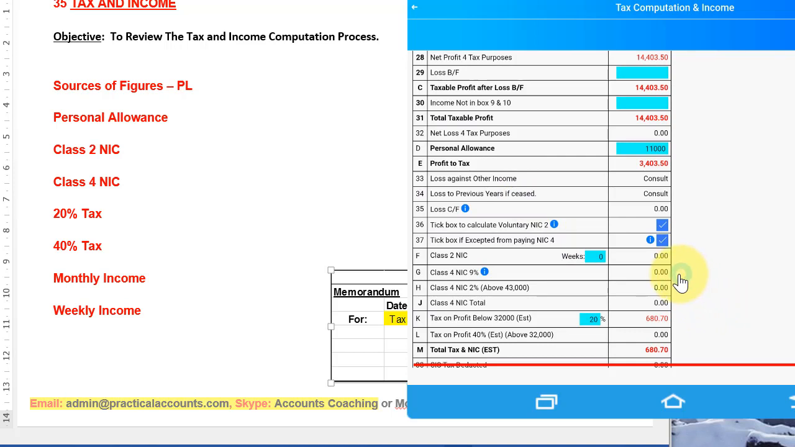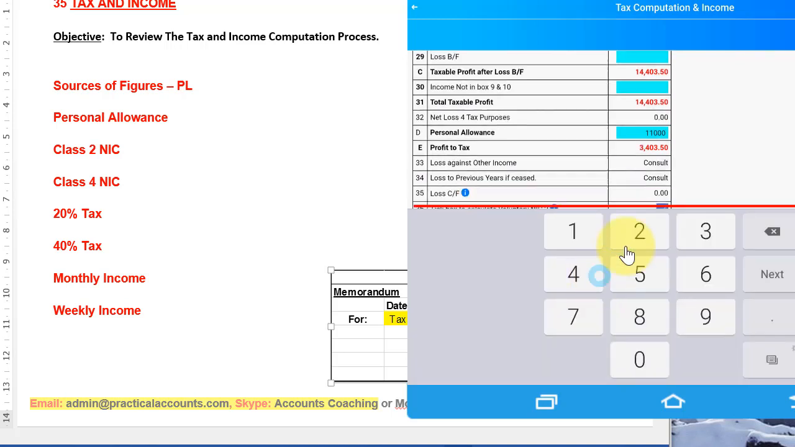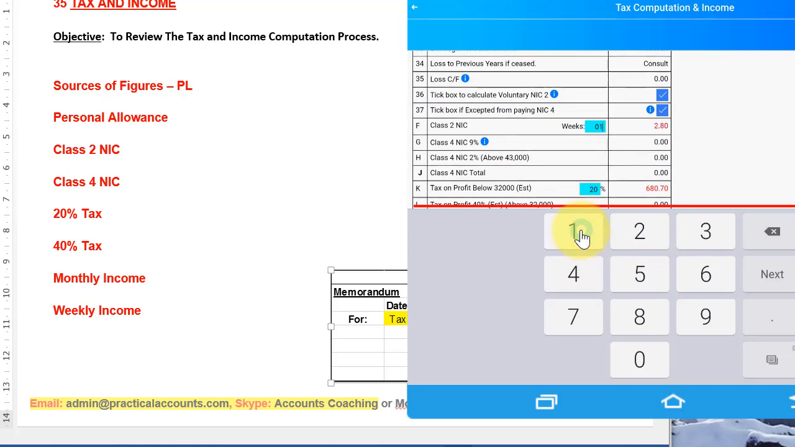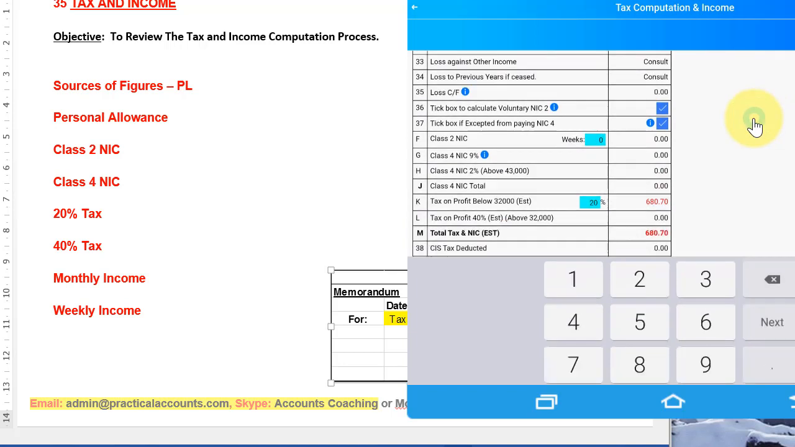Now we get down here to the class 2 NIC, National Insurance Contributions. It's supposed to be £2.80 per week. So if we put 1 week there, it's computed for 1 week, 2.80. If you put 52 weeks, that is the value, since we've got 52 weeks in a year. So let's leave it at 0. We don't want that to be computed.